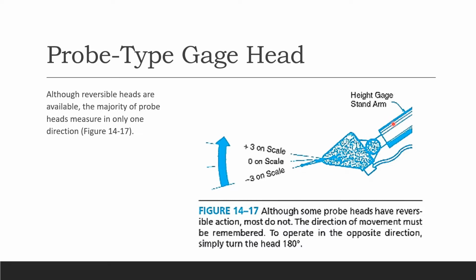So this is your height gauge stand on. Here is your probe. Okay, this is your angle. That's your 0 scale, +3 and then -3. So the direction of movement is only one, okay, direction. So that movement must be remembered. So to operate in the opposite direction, you're going to simply turn the head 180 degrees.